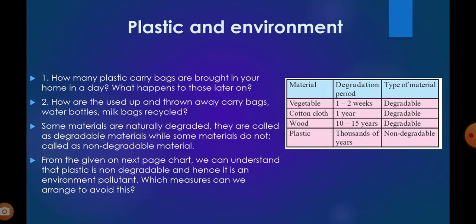Types of material, it is degradable. One, cotton cloth, 1 year. If you don't use cotton clothes for a long time and keep them unused for a long period, you must have seen fungus infected on the surface of the cotton cloth. So that is also degradable. Wood, 10 to 15 years. So we protect the wood using varnish and paint. Degradable. Plastic, thousands of years. See, thousands of years, so many generations, still the plastic will not disintegrate. It is non-degradable.